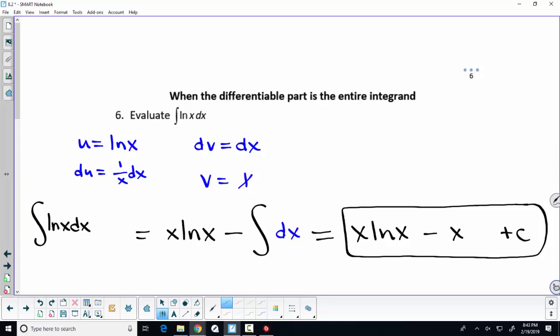Sometimes that's the case, like if we want to know the antiderivative of an inverse trig function, we have the same process. U is the inverse trig function, dv is dx, and we go from there.